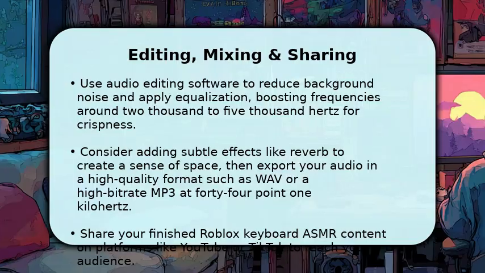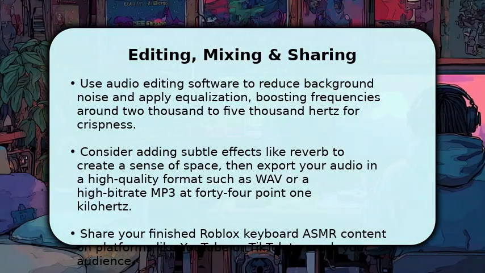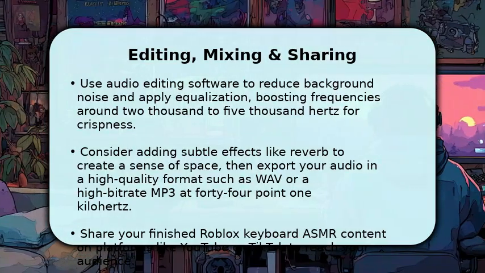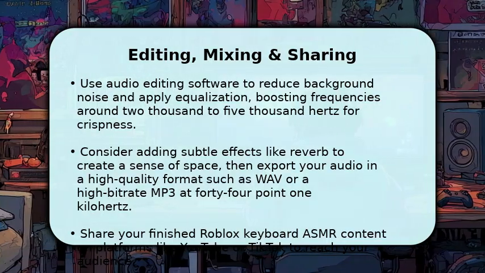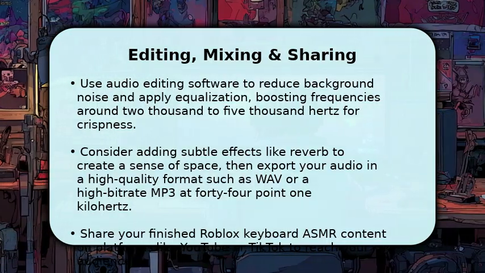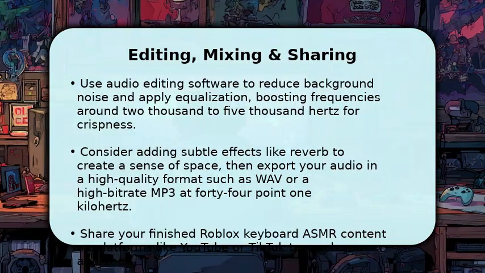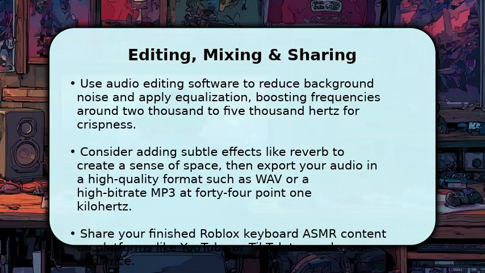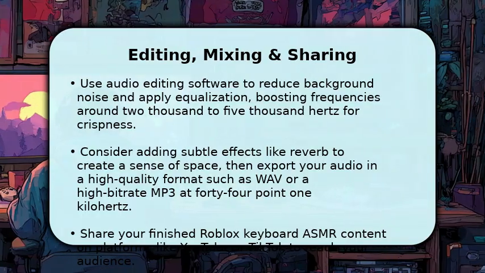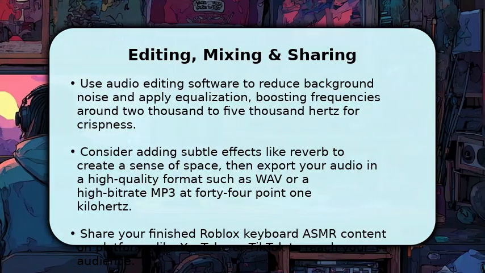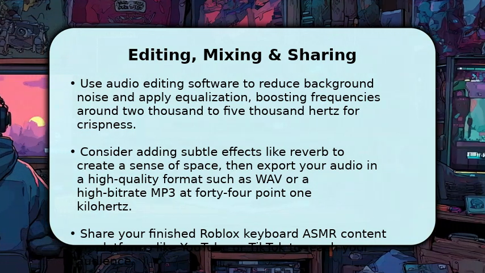After recording, the editing process refines your ASMR. Use software like Audacity or Adobe Audition to reduce background noise and apply equalization, boosting frequencies around 2,000 to 5,000 Hz for crispness. You might also add a subtle reverb effect to create a sense of space. Export your final audio in a high-quality format, such as WAV or a high bitrate MP3, at a sample rate of 44.1 kHz. Finally, share your unique Roblox keyboard ASMR on platforms like YouTube or TikTok to connect with your audience.